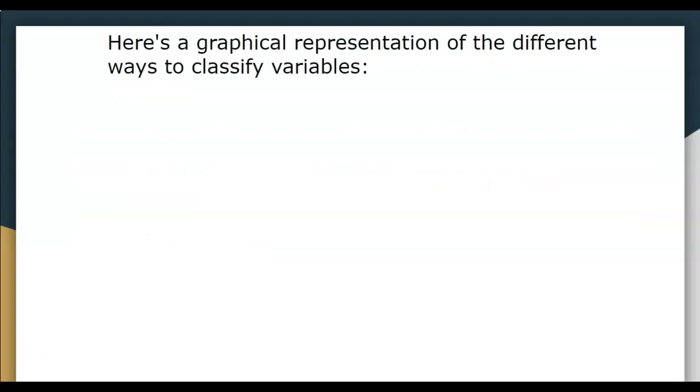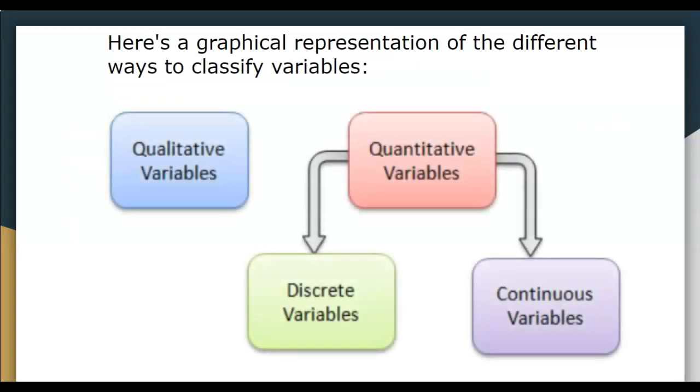Now here's a graphical representation of the different ways to classify variables. Qualitative, from the word quality, is just descriptive. For example, hair color, political party, letter grade, etc. Quantitative provides numerical measures of an individual that has meanings when you add or subtract. For example, number of siblings, height, temperature, etc.